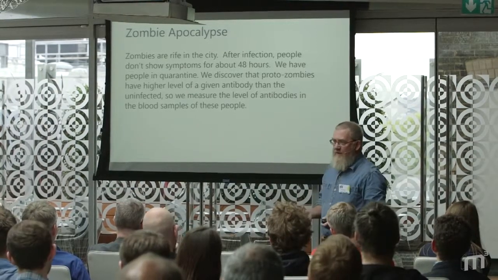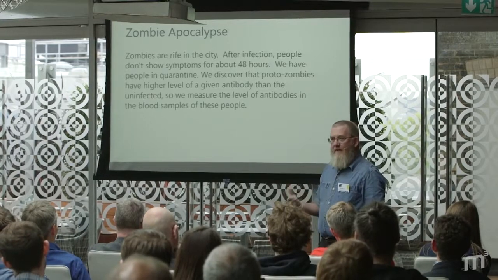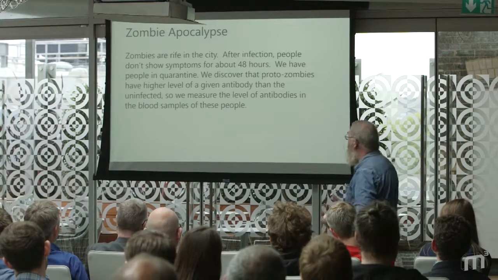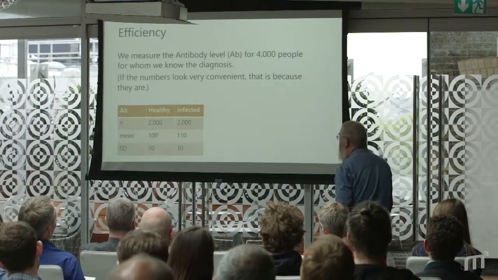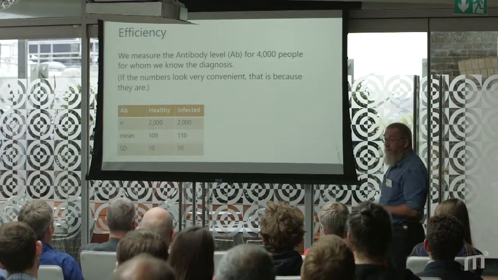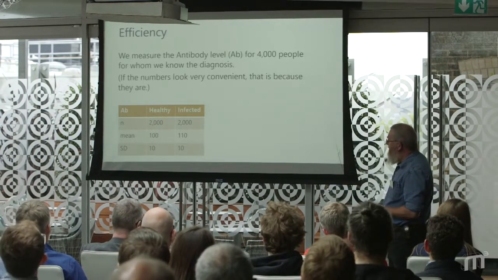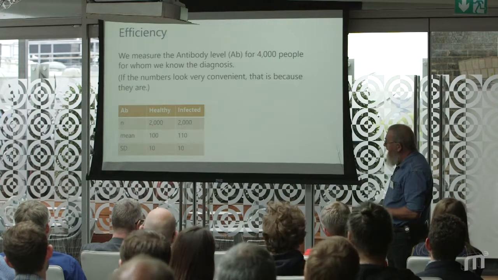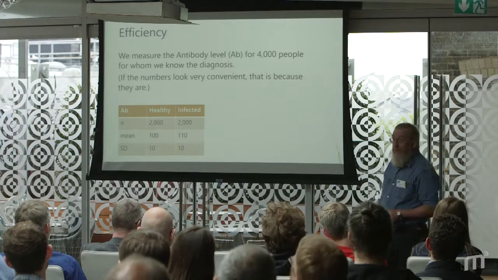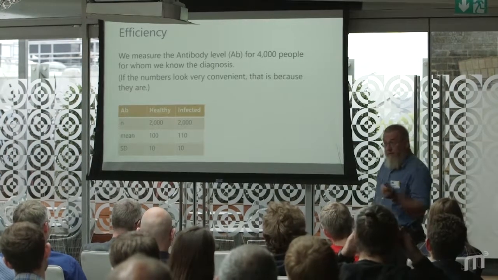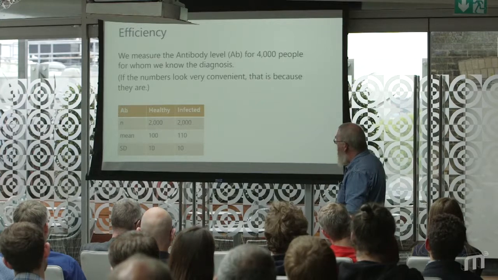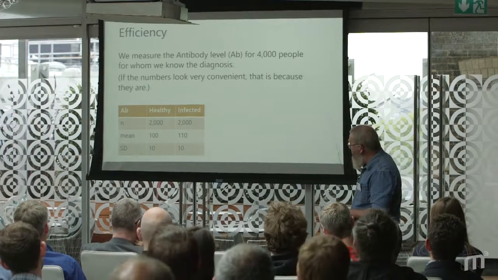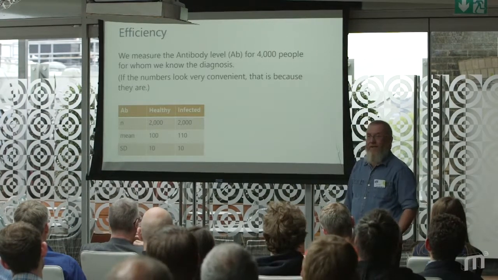And we've done some research work on this, and zombies have a higher antibody level for a particular antibody than normal people. So we're going to try and work out who's infected. The good news is we have a lot of background data. We have 2,000 individuals who are healthy, and for this particular antibody, they have a mean antibody level of 100. The infected people who are going to turn into the living dead have an antibody level of 110. And the standard deviation is exactly 10 in each case.